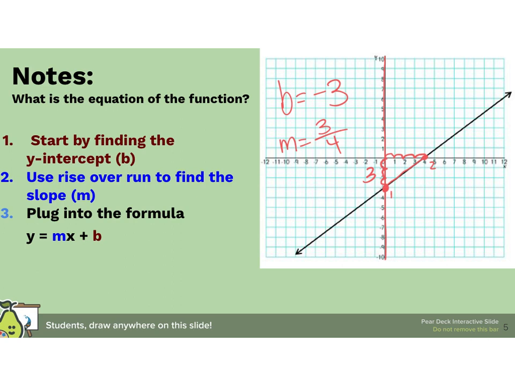So now we're going to plug that m and that b into the formula. So the equation of the line is y equals, our m is 3/4. Don't forget your x. Our b is negative, so I don't put plus, I put -3. And that's it. I found m, I found b, I plugged it in. So those are the two things we're going to be doing in this lesson, either graphing a line or writing the equation from a graph.